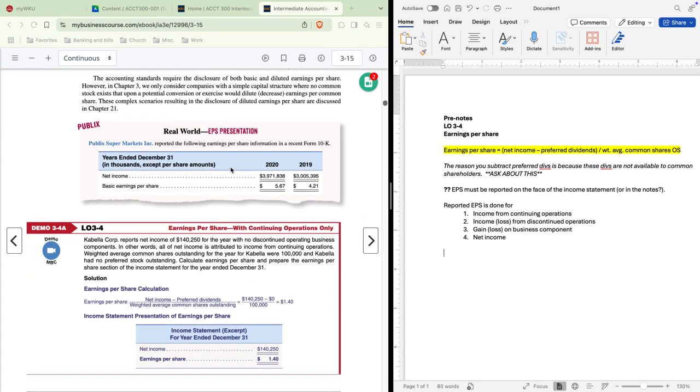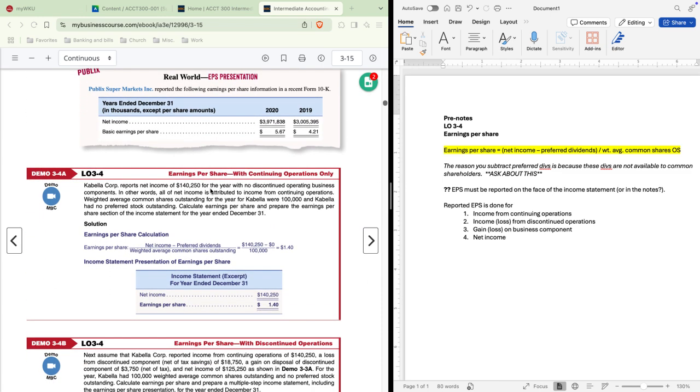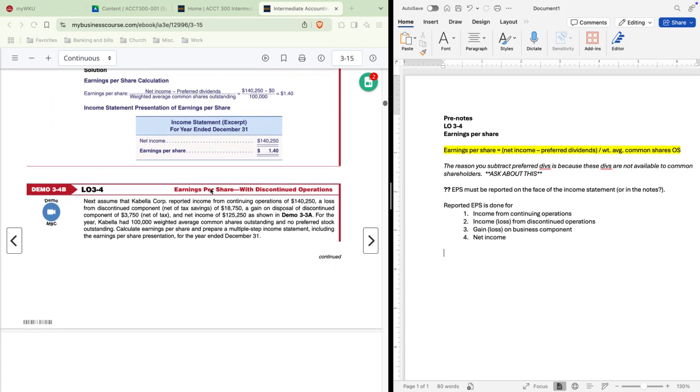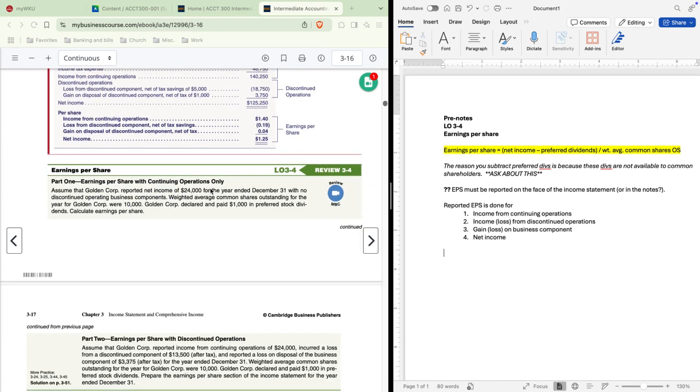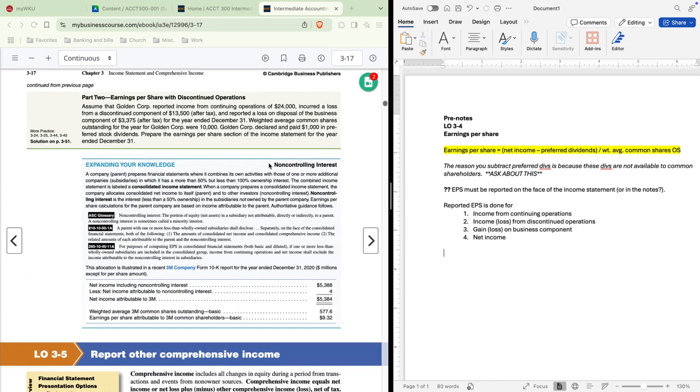We've talked about this. This is just how it looks in the company's financial statements. I can go over that later, but it's not going to be part of my pre-notes. Demonstration problem, earnings per share problem, and then expanding your knowledge, non-controlling interest. So expanding your knowledge. Do I need to know about non-controlling interest?